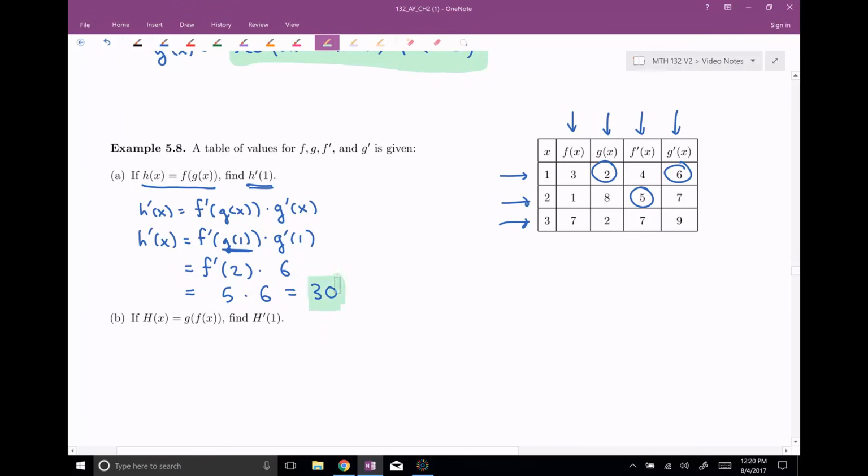So this is how we can apply the chain rule when we're given a table of information. Let's do it one more time here. I'm going to let you try to get as far as you can on your own for this one. Notice we've kind of switched around. Instead of f of g of x, we have g of f of x. And then we have a similar question here, find capital H prime of 1. So again, pause the video, try to get as far as you can, and then you can unpause it and see how we solve this.